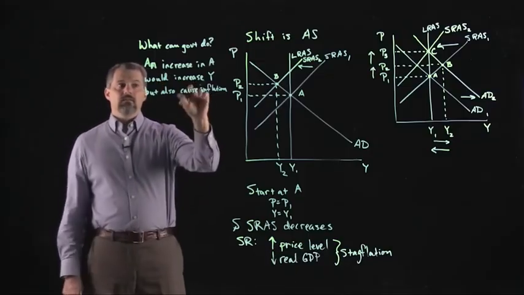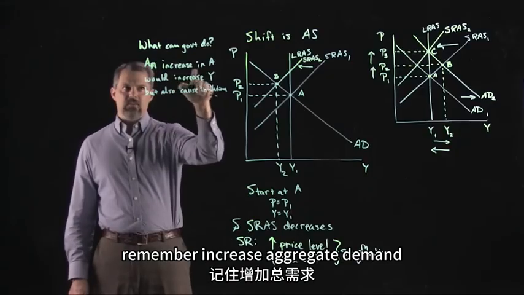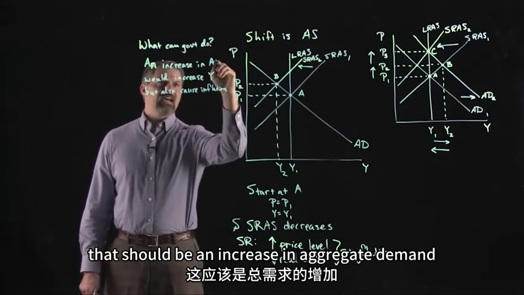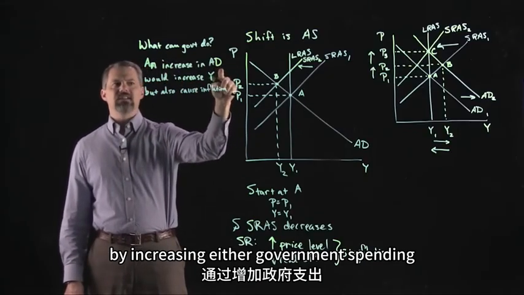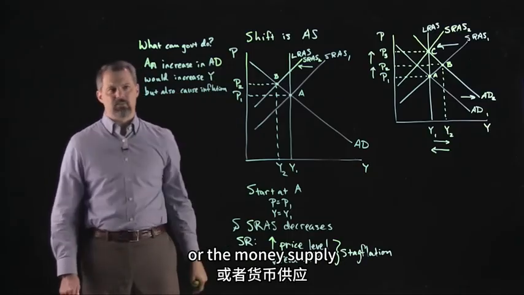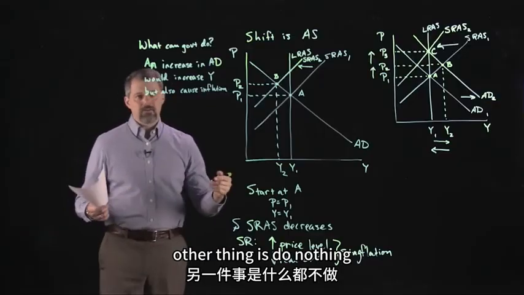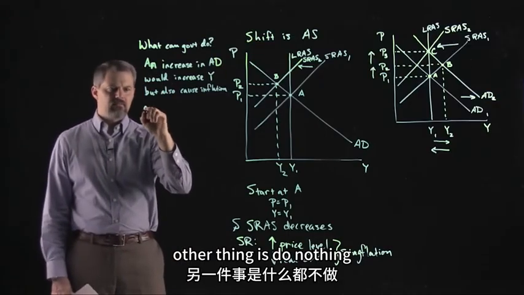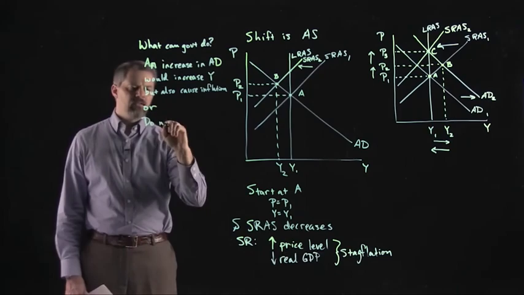They could, remember, increase aggregate demand. That should be an increase in aggregate demand by increasing either government spending or the money supply. Okay? The other thing is do nothing. So let's say, or do nothing.